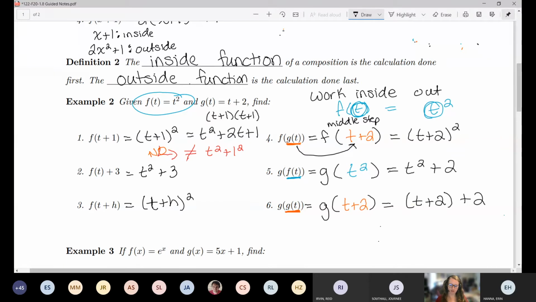But again, I don't really ask you to simplify these, so I'm going to erase this. Questions, concerns on that?